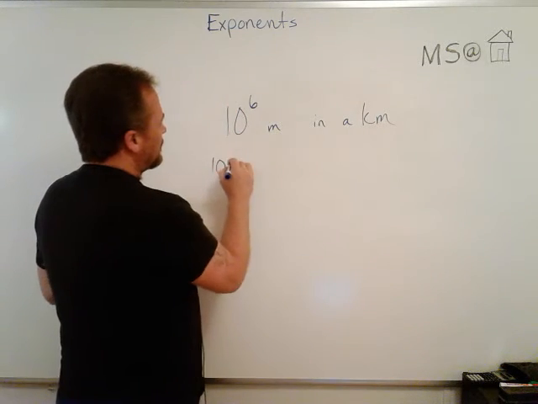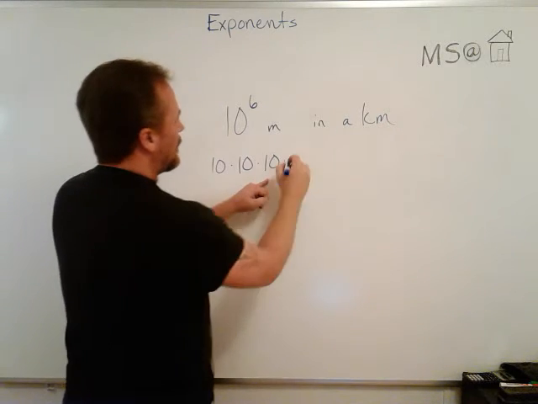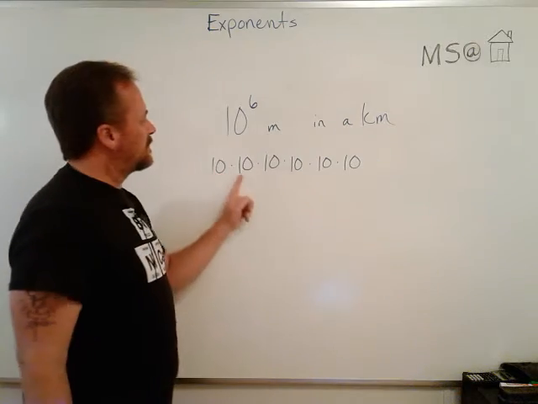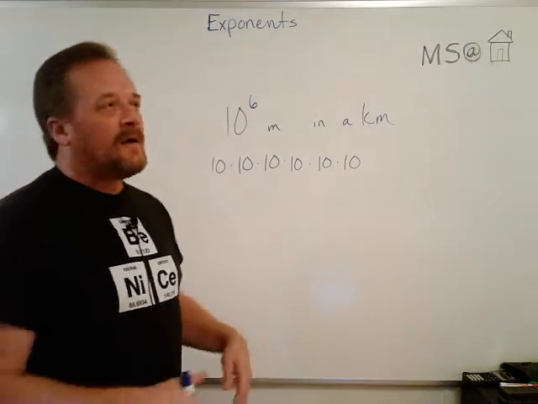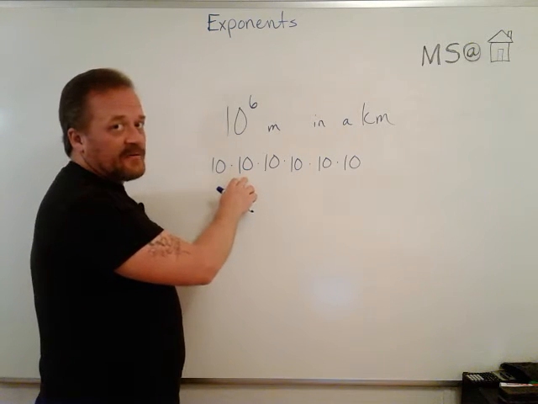This says 10 times 10 times 10. That's 3 so far. 4, 5, 6. 1, 2, 3, 4, 5, 6. Cool. Now it's in expanded form. Now I can just multiply from left to right. 10 times 10 is 100.